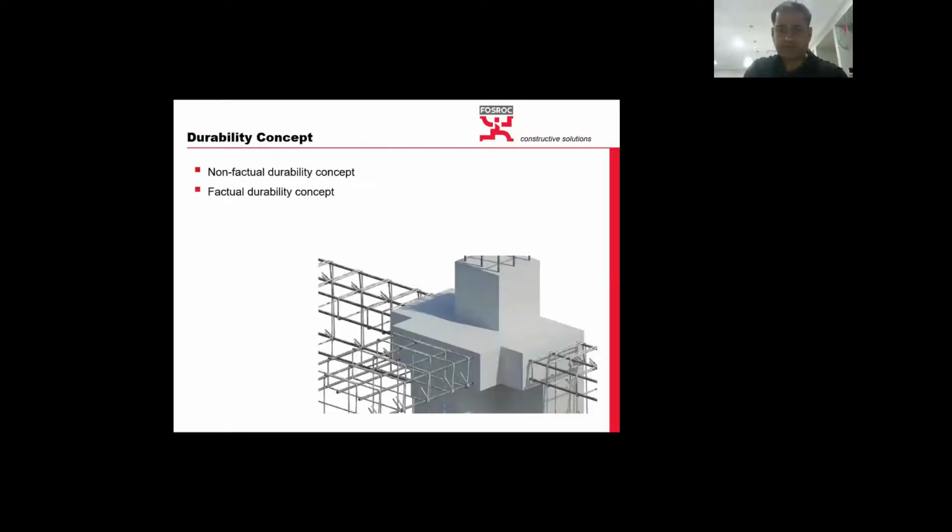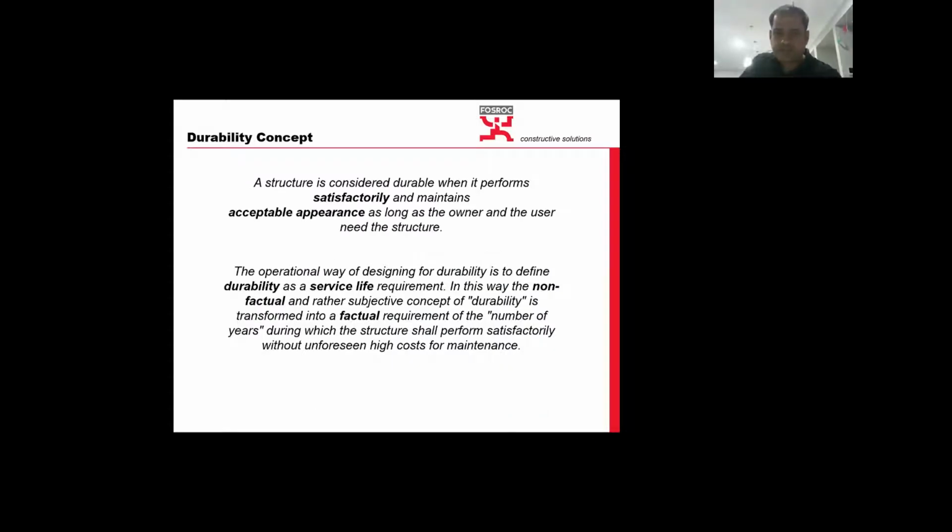Now, durability. Durability has become a buzzword. Durability debate, durability of concrete, durability design, durability concept. So there are two ways of defining durability, dear fellow engineers, the non-factual way and the factual way. And that's very interesting. A structure is considered durable when it performs satisfactorily and maintains acceptable appearance. Some people call it durable. That's a very subjective and non-factual way.